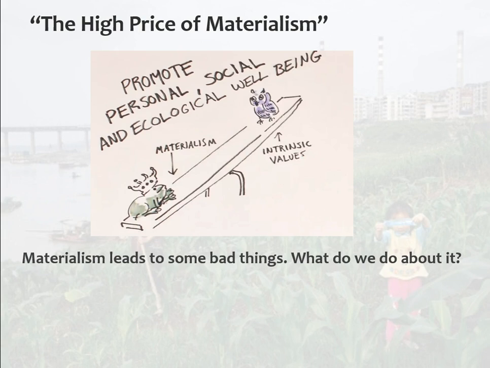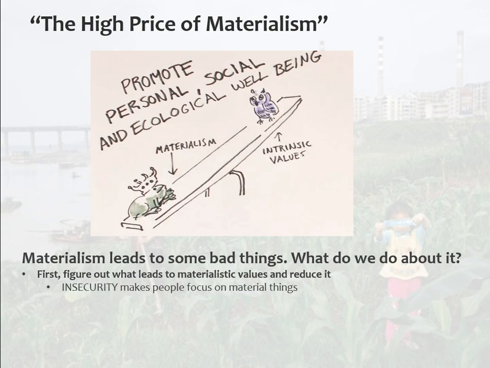And so what do we do about it? All right, and so they do offer some solutions in here. So the first thing they say is figure out what leads to materialistic values and reduce it. All right, and so insecurity tends to make people focus on material things. So again, back to my earlier point, people that are materialistic, they do tend to be pretty insecure. Now that's kind of a chicken and an egg thing here. They're insecure, so they focus on material things, and it's sort of like this spiral. Each of those two impulses sort of support each other. But insecurity does tend to make people focus on material things.